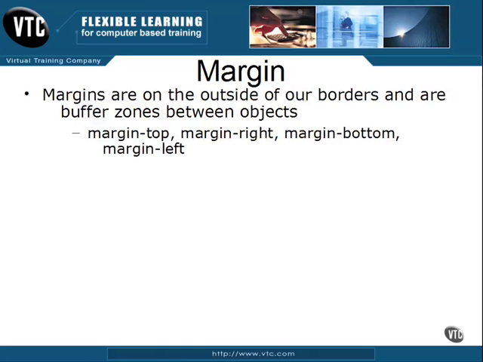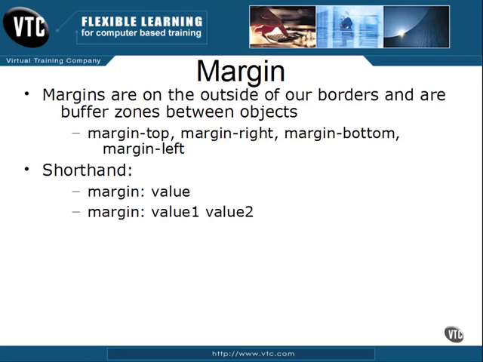Or we can end up writing in shorthand. So just like with our padding, we have the same options that will follow essentially the same rules. First we have margin value, and that's going to set the value the same all the way around. And then we have margin with two values, which will set the value for our margin to the top and bottom, and then the right and left with the second value.